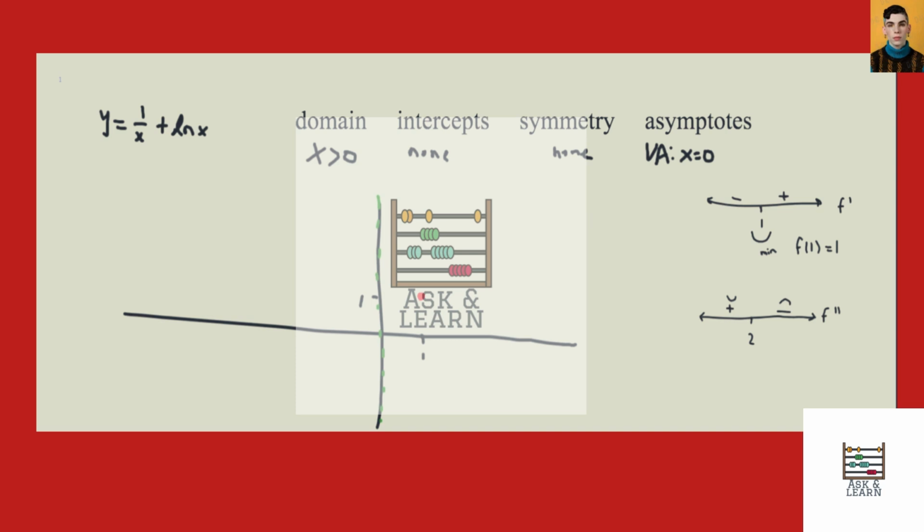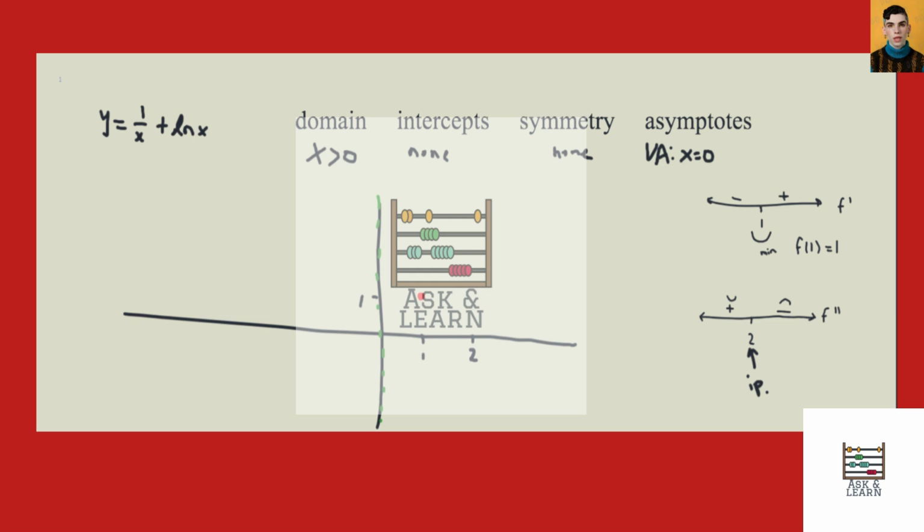And we see that this is an inflection point because it's switching from concave up to concave down. So we can say that this is an inflection point at 2. All right, so let's say this is about 2. So this is a rough sketch of our graph.